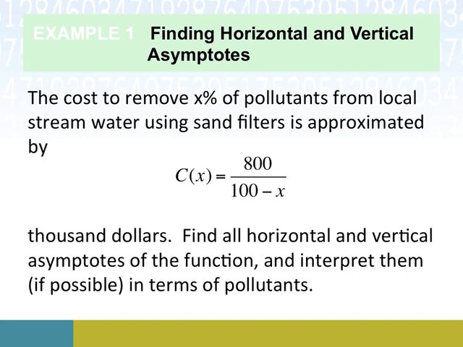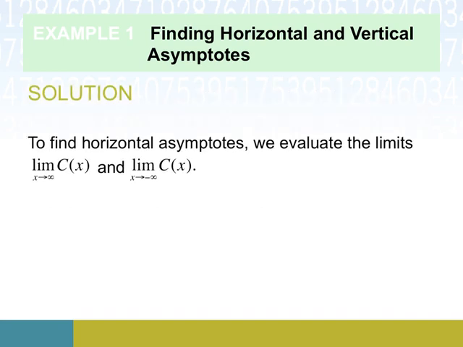C is in thousands of dollars. X is the percent that we want to remove. And then our instructions are to find horizontal and vertical asymptotes. And then the most exciting part, of course, interpret them. Okay, so it doesn't matter which we start with, but let's try horizontal to begin with.